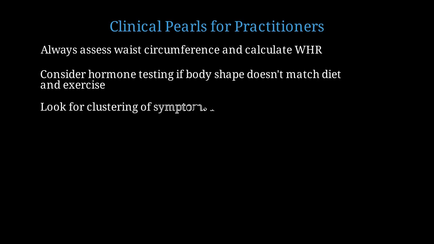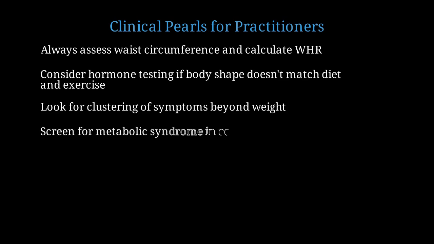Look for clustering of symptoms. Fatigue with central obesity suggests cortisol or thyroid issues. Hair loss with abdominal fat in men suggests low testosterone. Cold intolerance with diffuse weight gain suggests hypothyroidism. Screen for metabolic syndrome with fasting glucose, lipid panel, and blood pressure in anyone with central obesity. Early intervention prevents progression to diabetes.